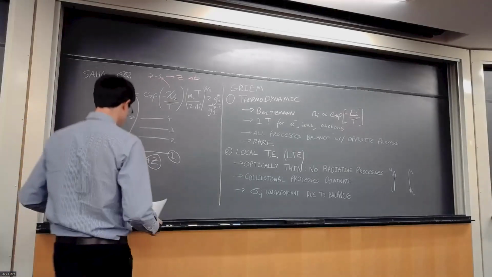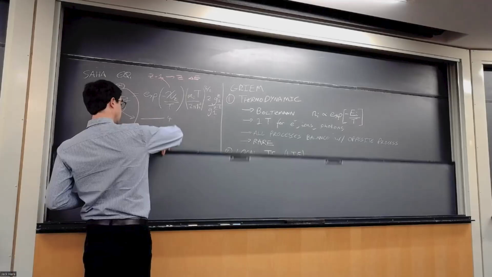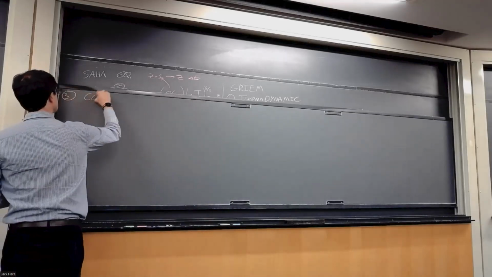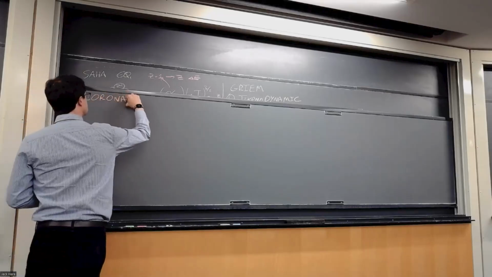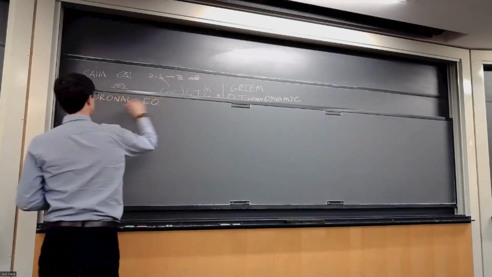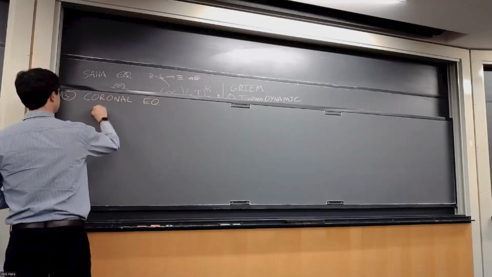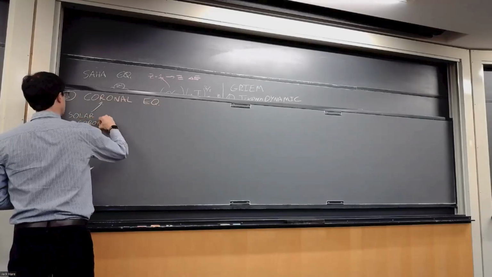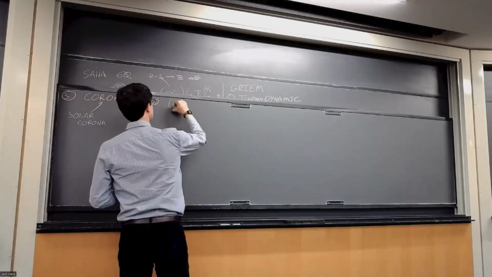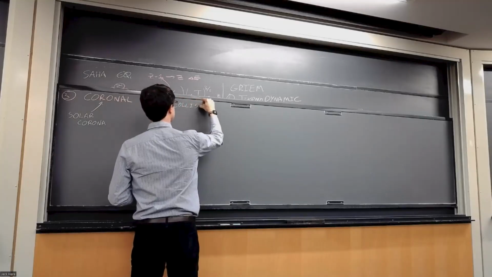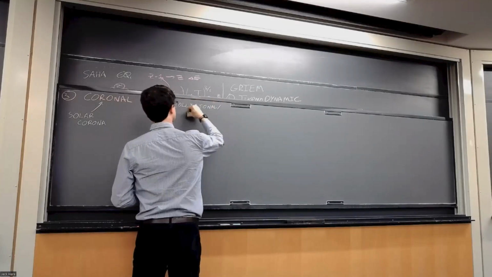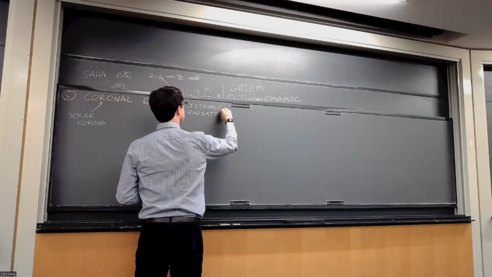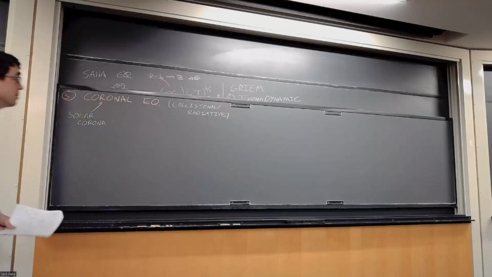Okay. The next equilibrium is something called coronal equilibrium. Coronal equilibrium is called coronal because it was first derived in the case of the solar corona. Sometimes this is also called a collisional radiative equilibrium. And that name, radiative, is much more descriptive, and I wish we used it more, but you'll still find most people calling it coronal equilibrium instead.